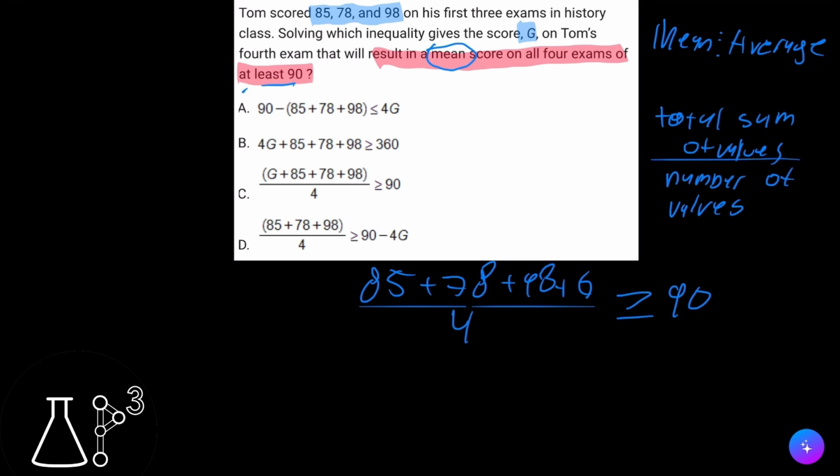Because if we write it in reverse, then that means that the mean is less or equal to 90. But no, we're looking for when it's greater or equal to 90, and the only answer that gives us that is C.